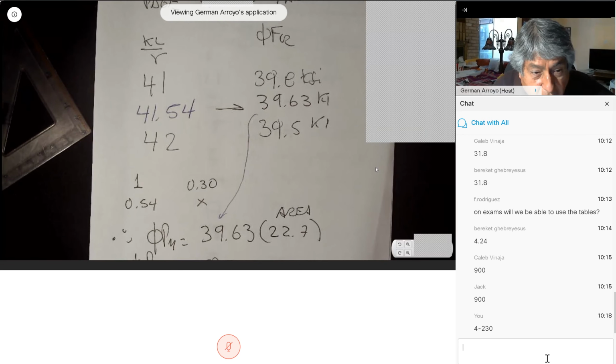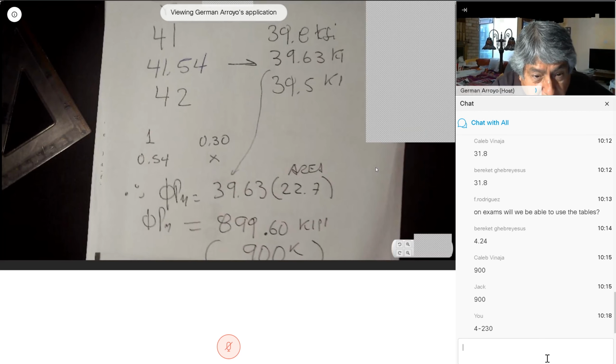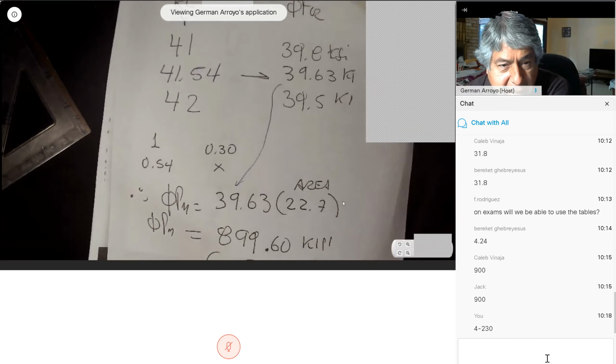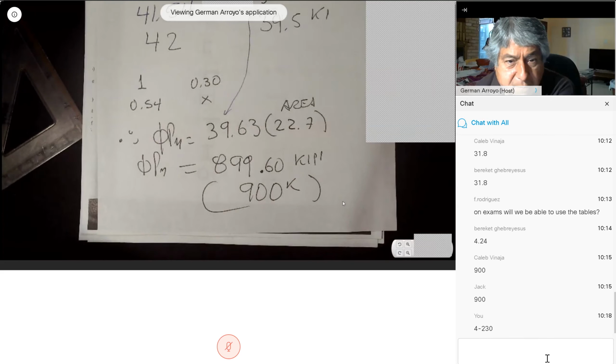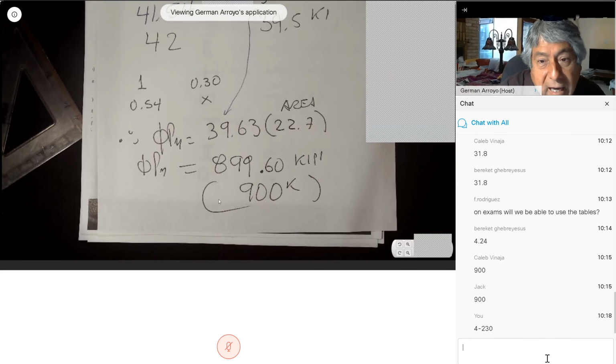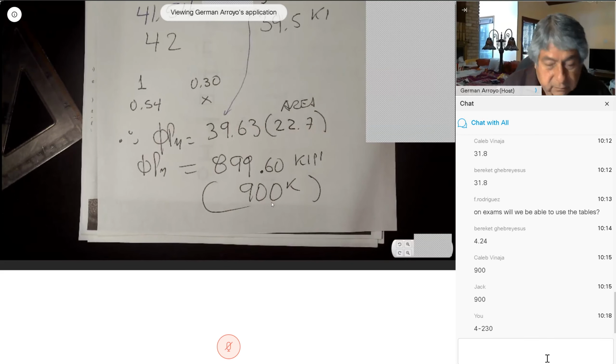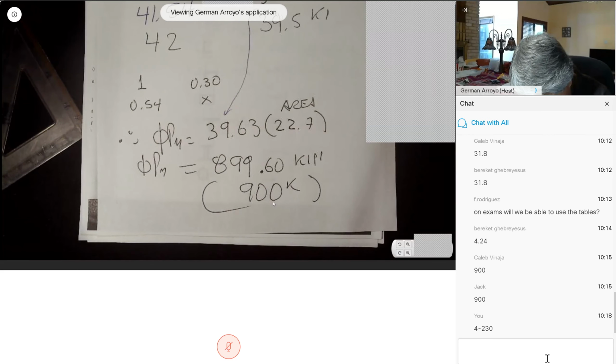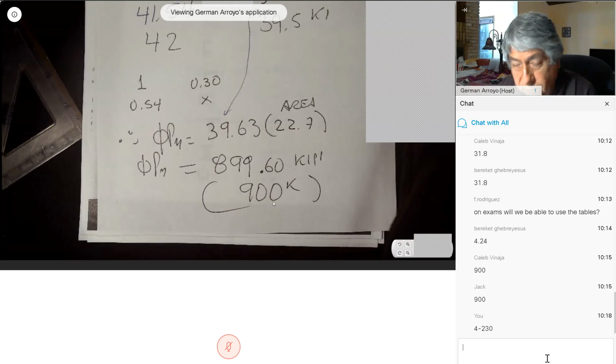And so if I multiply 39.63 times the area that is given for that section, it gave me 899.60. They wrote it as 900. So this is the way the tables were built. Any question before I go to the first design? Any question about this table? No. So I'm going to go to the first design.